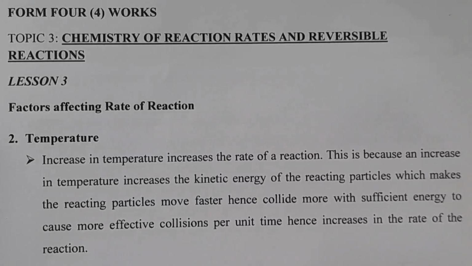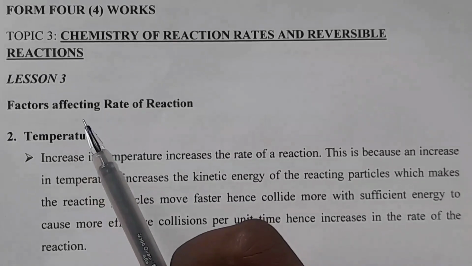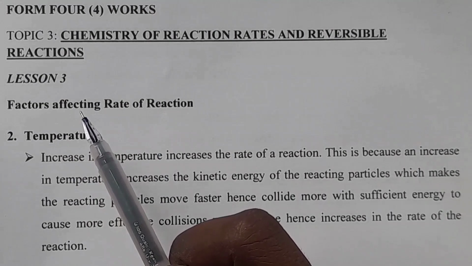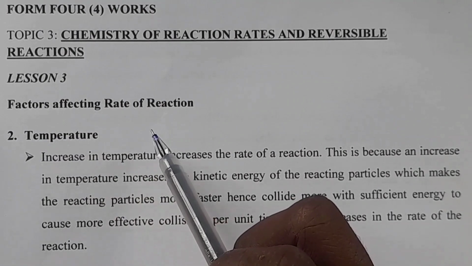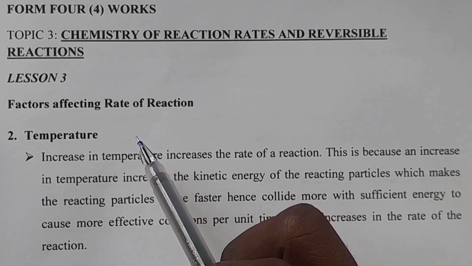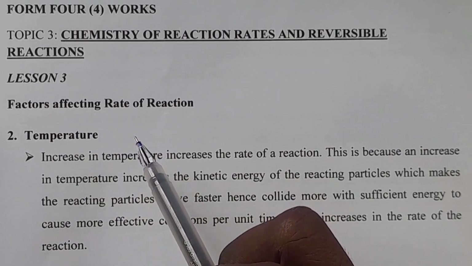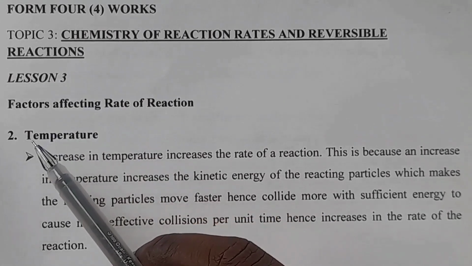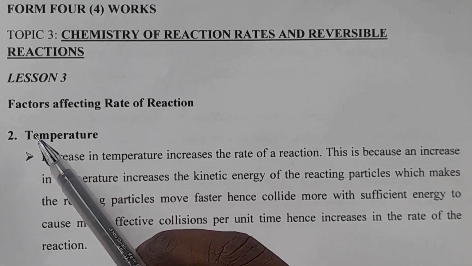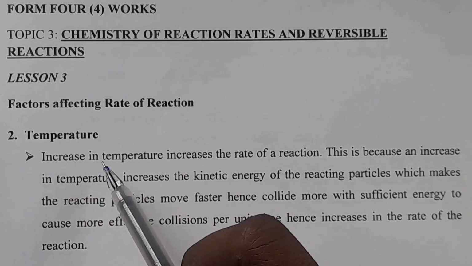Hello students, welcome. Previously, in lesson 2 of Form 4 topic 3, we dealt with factors affecting rate of reaction, and we have done example 1, which was concentration of the reactants. So today, lesson 3, we are going to go to the second factor affecting rate of reaction, which is temperature.